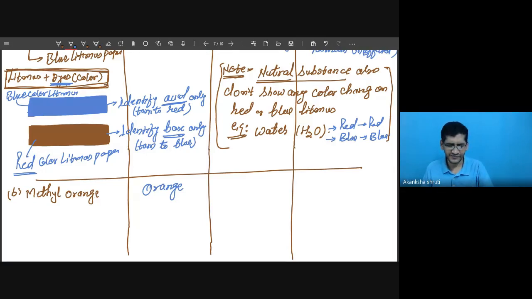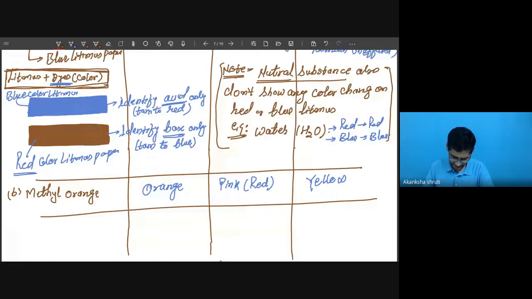But when this methyl orange chemical is dipped into acid, its color changes to pink or red. It is not pure red, but the red color closer to pink, that you have to keep in mind. But when this orange color methyl orange is put into a basic solution, it will change its color to yellow. Okay, student, it is this one. Only this much is enough regarding methyl orange.